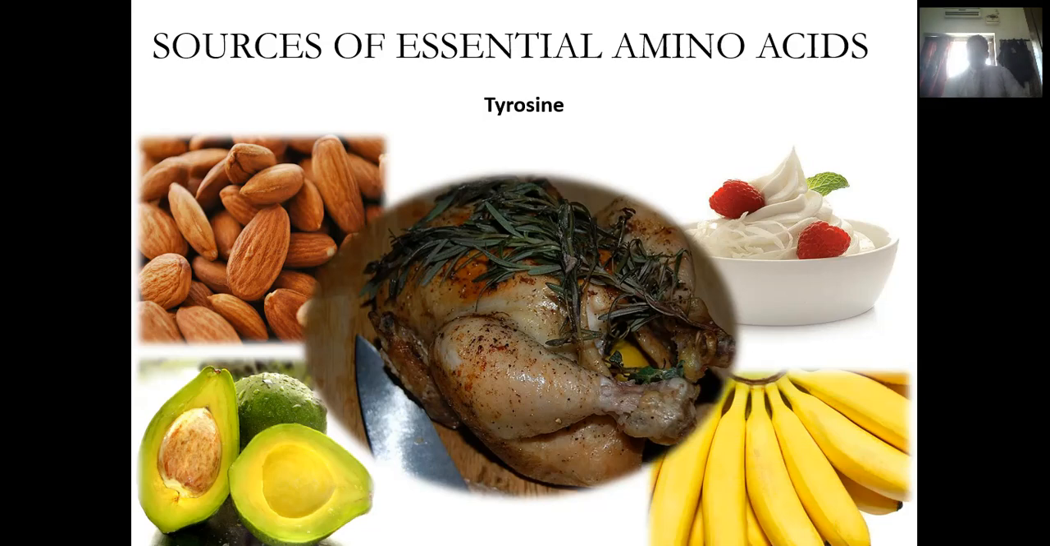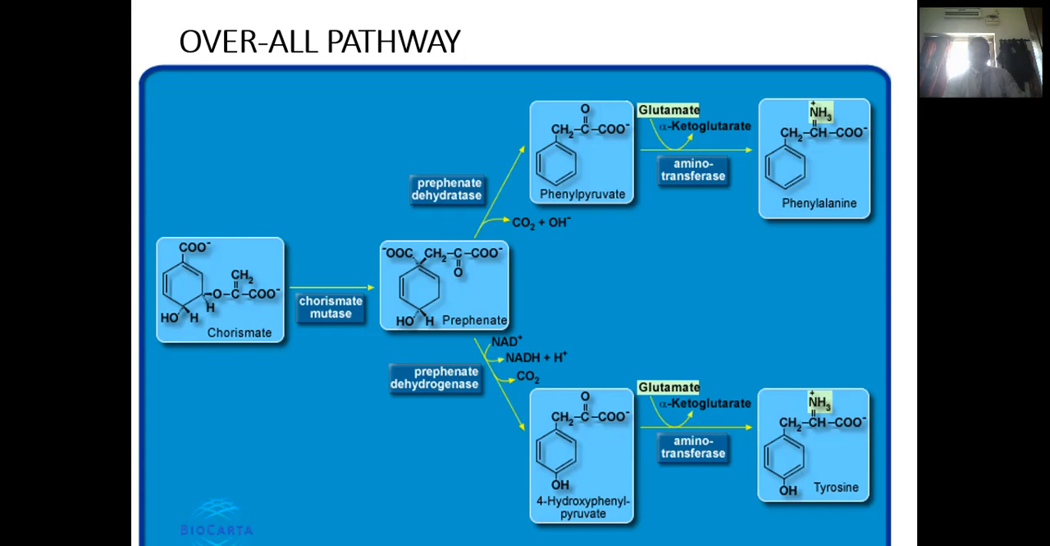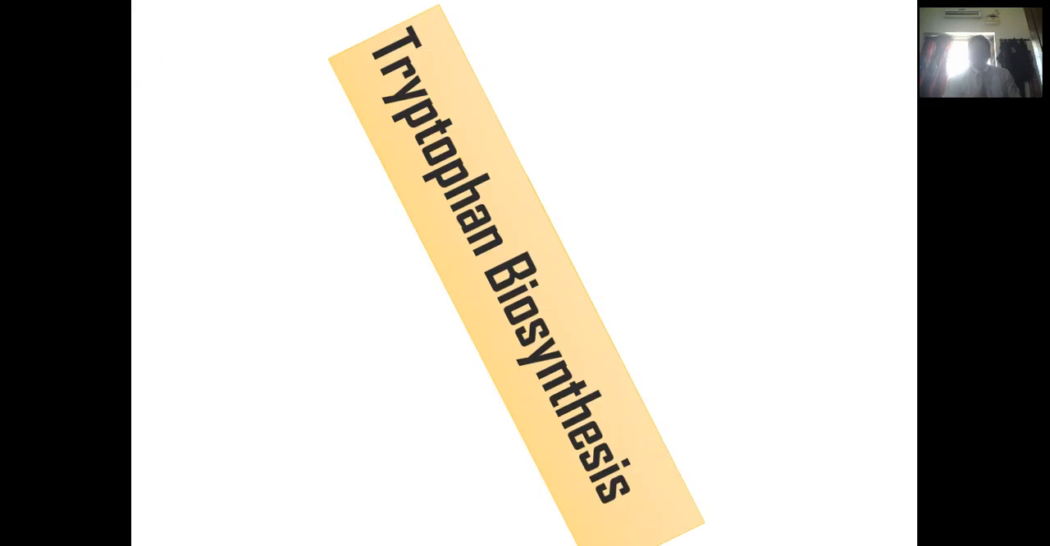Tyrosine is present in banana, chicken, avocado and almond, and it is also an essential aromatic amino acid. Overall, for tyrosine and phenylalanine, it is very simple. Chorismate, or chorismic acid, is converted into prephenate, or prephenic acid, and prephenic acid is converted into phenyl pyruvate, and you get phenylalanine. Via 4-hydroxyphenyl pyruvate, you get tyrosine. So you have to remember this.